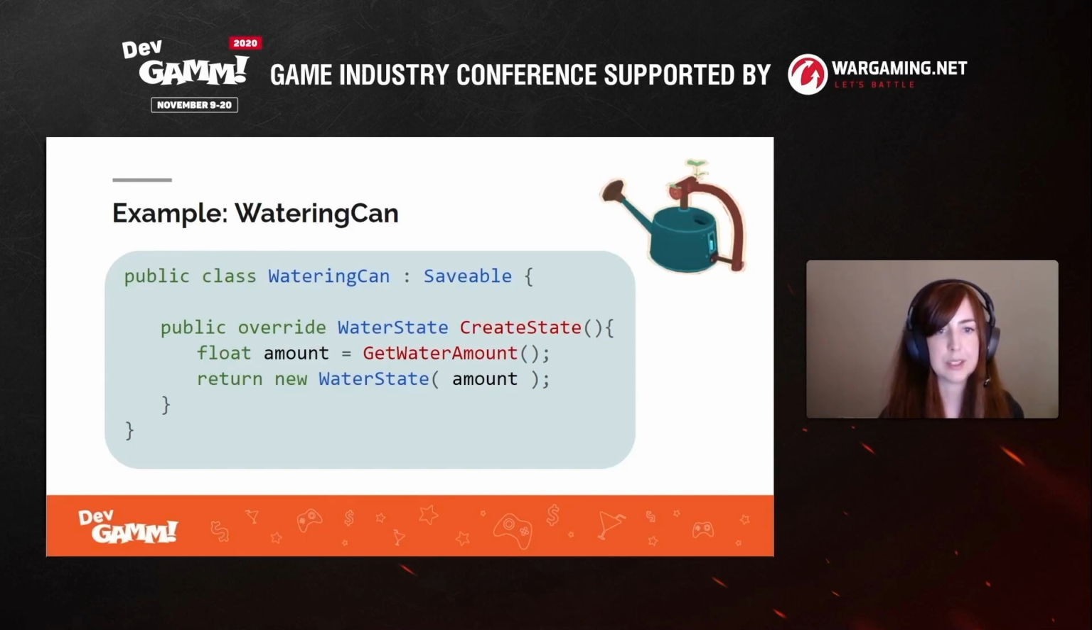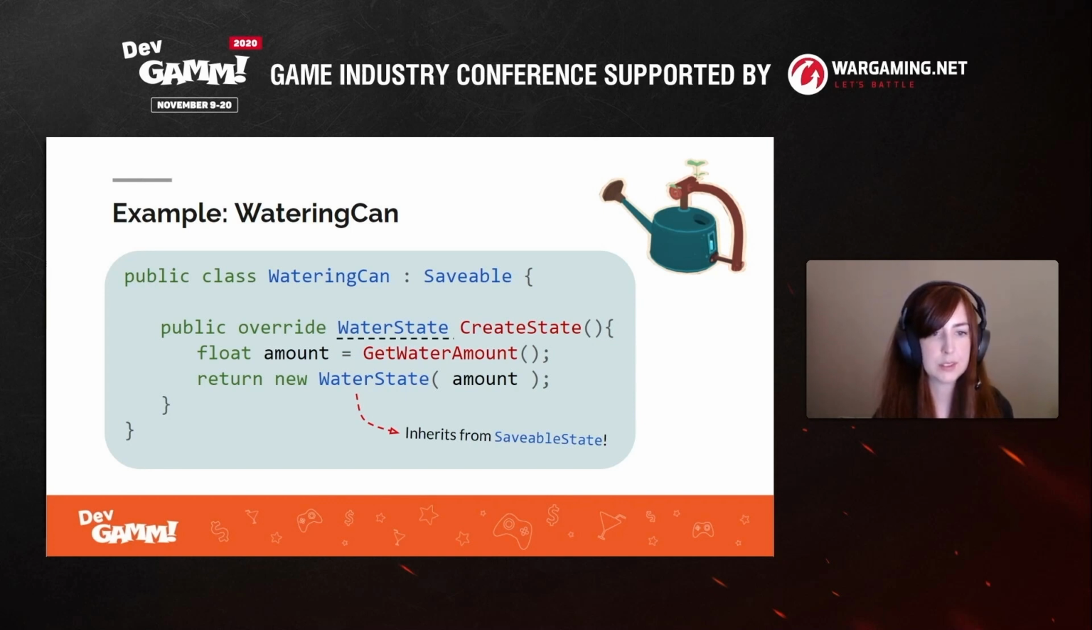Here's an example. We have a watering can in the game, and it needs to save how much water is left in it. So watering can inherits from savable, and it implements createState, which returns a water state. And water state inherits from savable state. So createState will be called when the player saves the game. Additionally, it will also be called the first time this object is loaded to set up some default values for it.